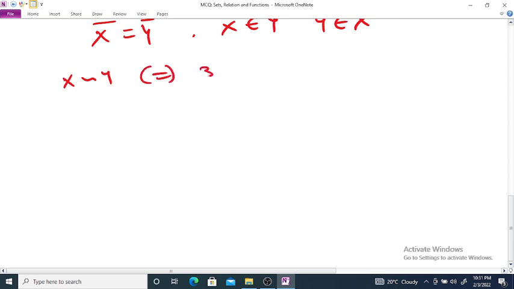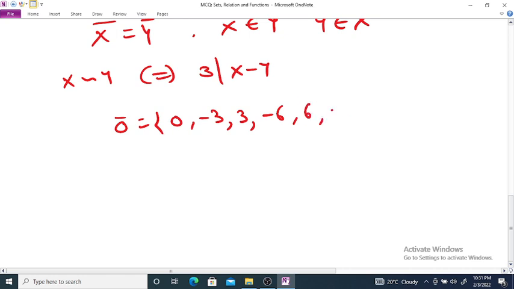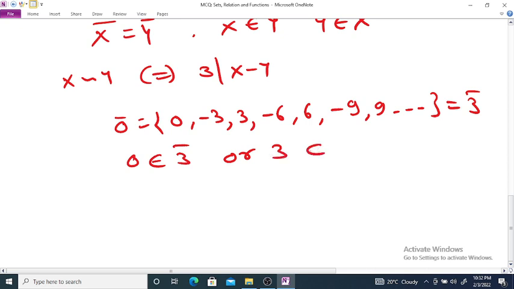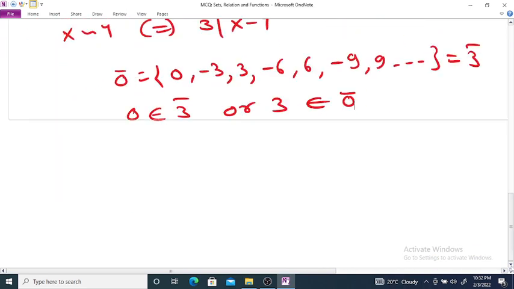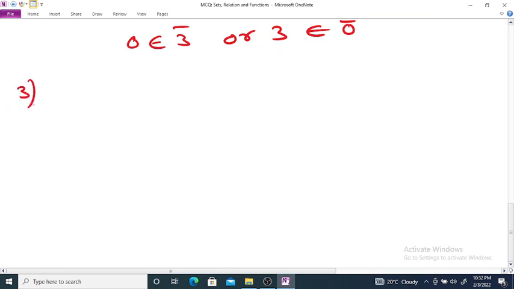only if 3 divides x minus y, then here 0 bar is equal to 0, minus 3, plus 3, minus 6, plus 6, minus 9, plus 9 and so on, where x and y are integers. Then here 0 bar is the same as 3 bar, since 0 lies in 3 bar or 3 lies in set 0 bar. Okay, so the correct option is what? A, option number A. Now the next question number 3.